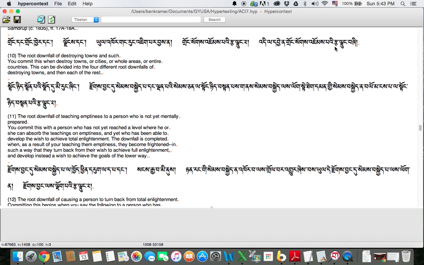Okay, you commit this one, you do that. Divide it into 4 different root downfalls, and each of the rest. Even the format's a little bit different here. No, you're okay. Okay.